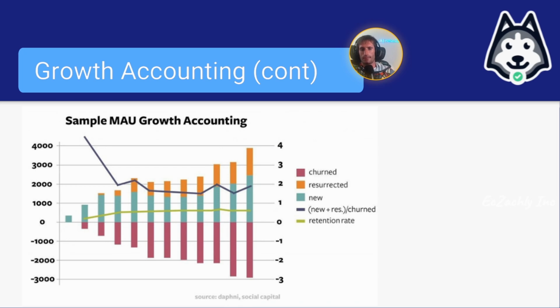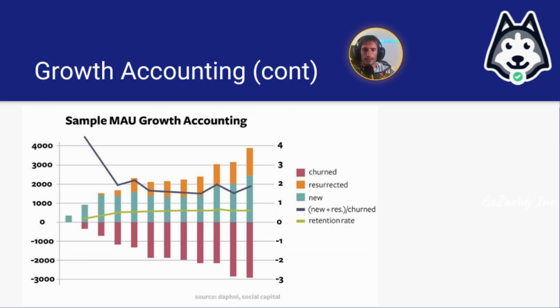So this is like MAU, monthly active users growth accounting. In this case, you'll see you have churned, or all the people who are leaving, those big red bars. And then you have new, right? These are the new users. And then you have the resurrected users.